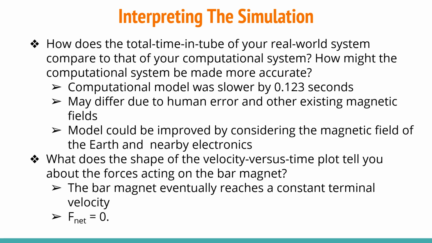What does the shape of the velocity versus time plot tell us about the forces acting on the bar magnet? The bar magnet reaches a constant terminal velocity, meaning the net force is zero.